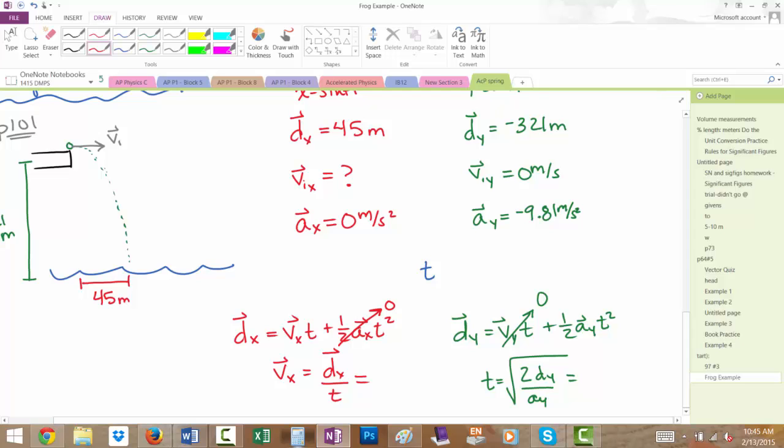Did you find a time value? How long did you find? How long did that rock take? 8.09 seconds? That's a long time, huh? Well, you're at 320 meters up.